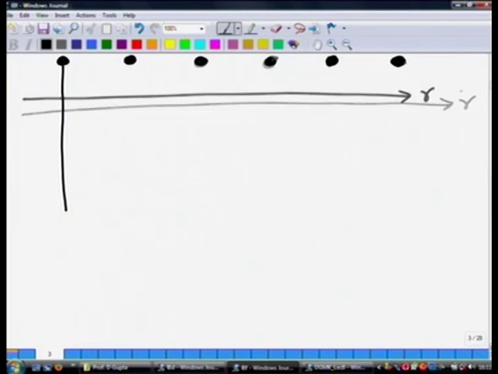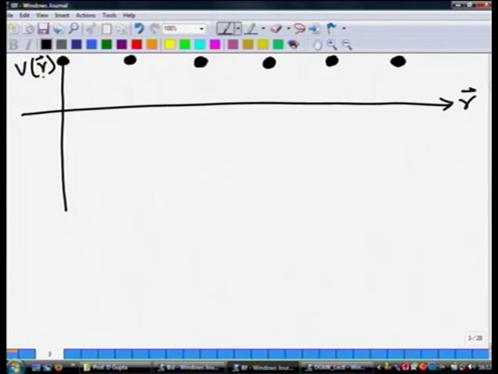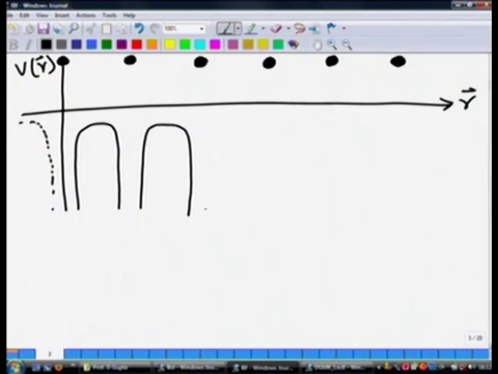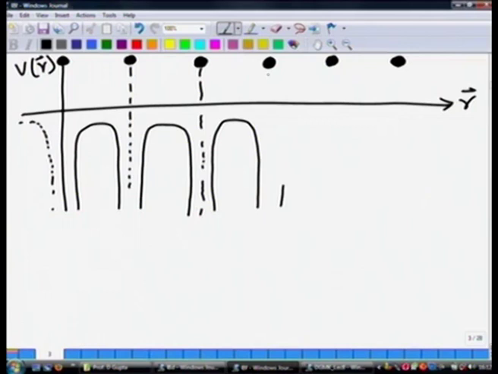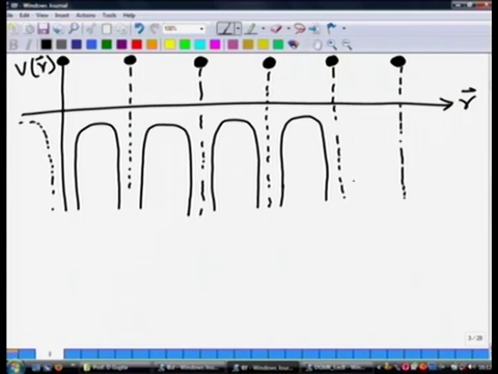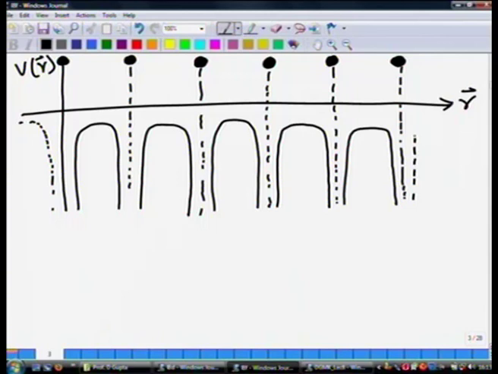This is position, and I am plotting the function of position. Then I will plot something like this, and as a sum of all these, I will start plotting the potential, which looks something like this. And so on, this potential will start looking something like this. This is the realistic periodic potential that we have in our one dimensional crystal.